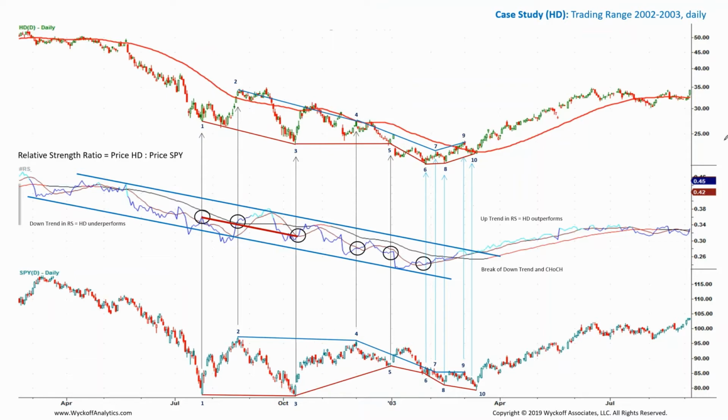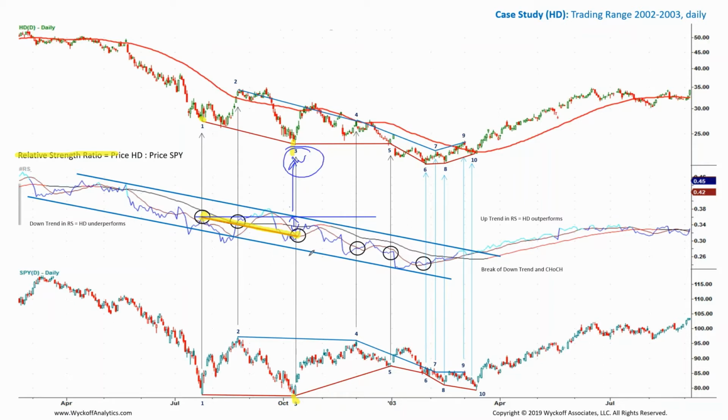Well, if we're not sure that at point number 3 we have the stock underperforming, look at the relative strength ratio line. We still would compare the low at point number 1 to the low at point number 3 and look at what happens here. There is a slope to the downside. So the relative strength ratio line deteriorated, suggesting a weakness in the stock relative to the market.